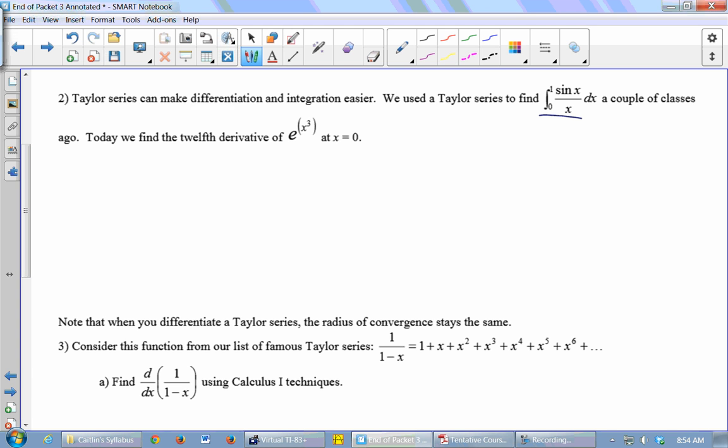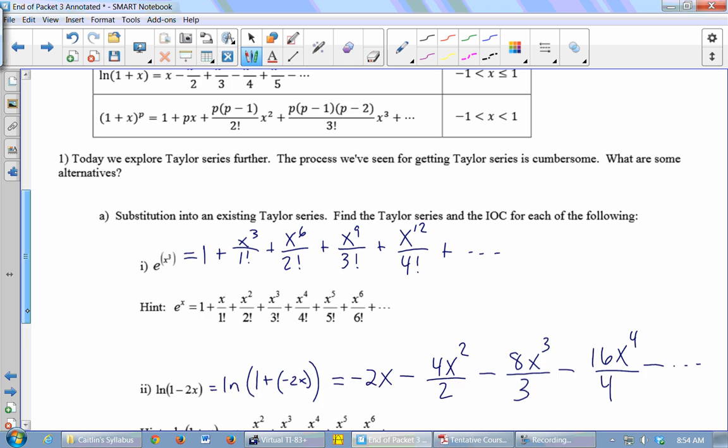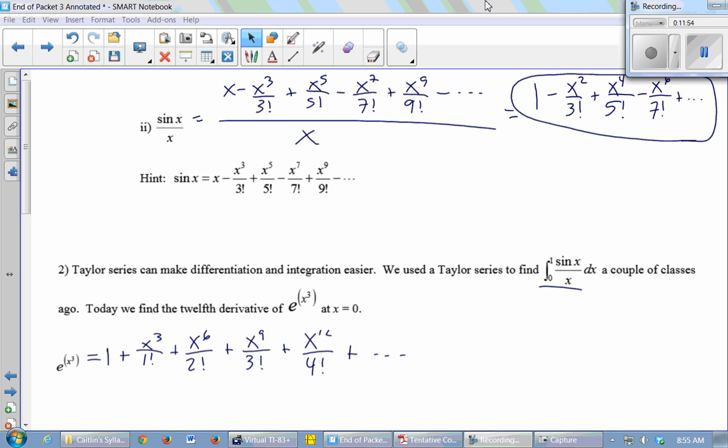We can also find the 12th derivative of e to the x cubed. So we should start with the series for e to the x cubed. We wrote it down on the previous slide. Okay, so here's my series for e to the x cubed.